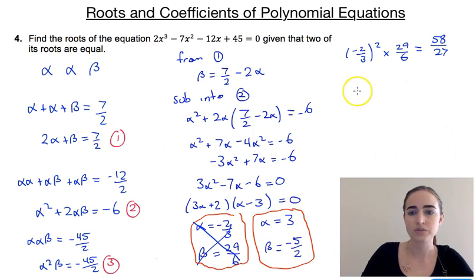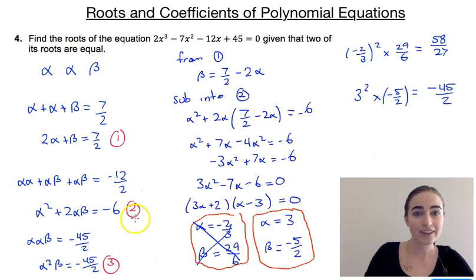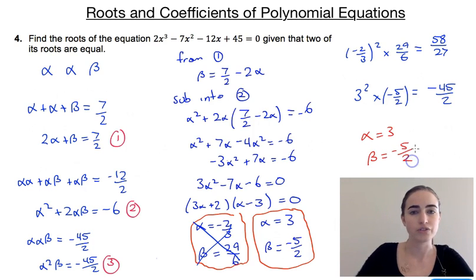Let's just check this one. So we'd have 3 squared times minus 5 over 2, which would give us minus 45 over 2, which is what we wanted. So our final answer is that alpha equals 3 and beta equals minus 5 over 2. Right, so it's an introduction to the roots and coefficients of polynomial equations.